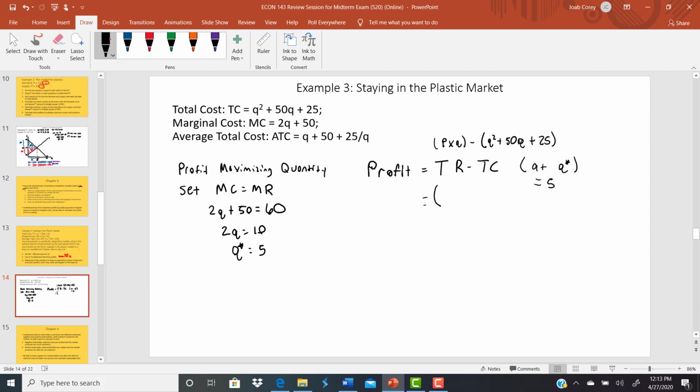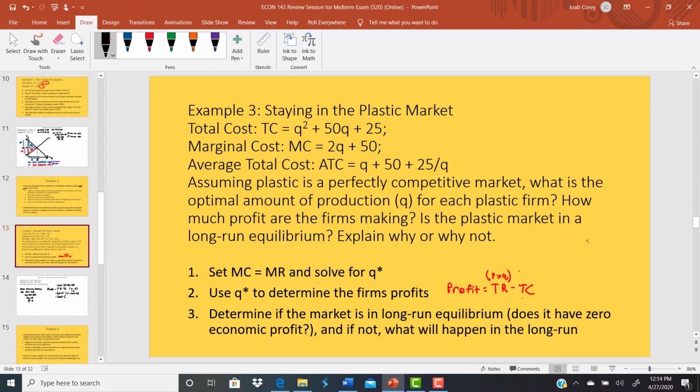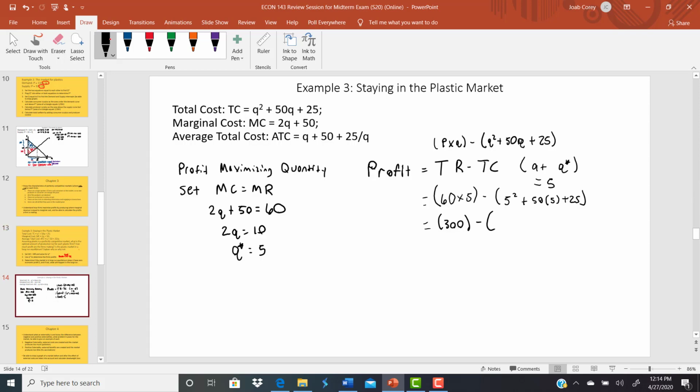All right, so let's go ahead and do this. So we've got a price of 60 times a quantity of 5 minus, and now we're going to plug that 5 into our total cost equation. So that's 5 squared plus 50 times 5 plus 25. All right, so this is going to be equal to 300 minus, that's 25 plus 250 plus 25, which is also 300. Is going to be equal to 0. Right, so the economic profit here is 0.